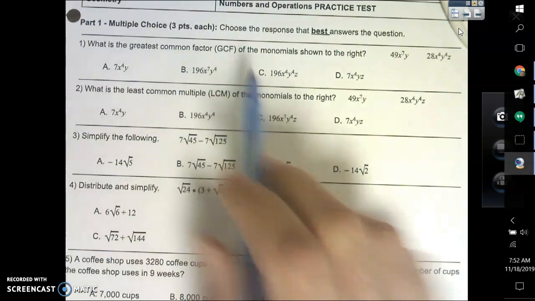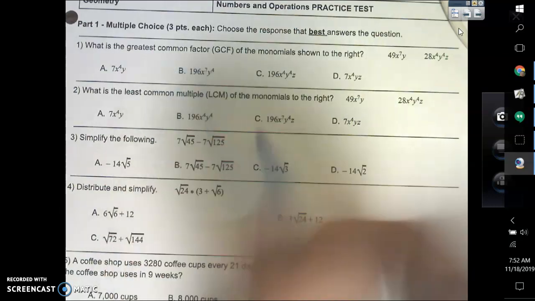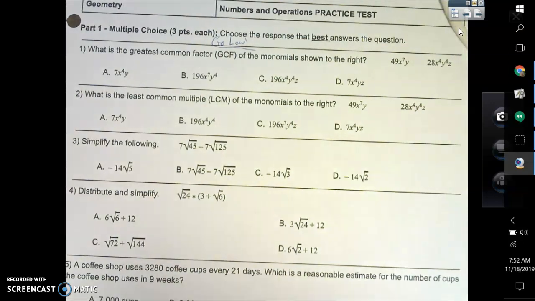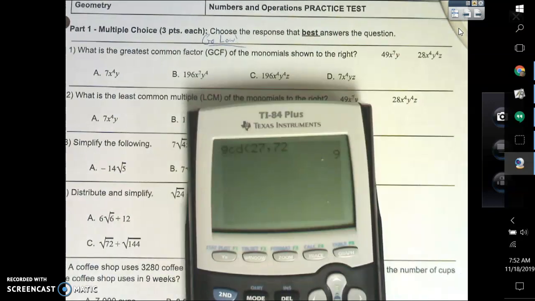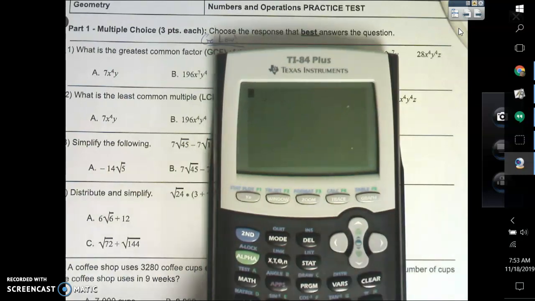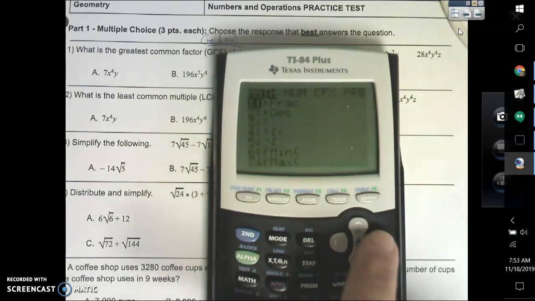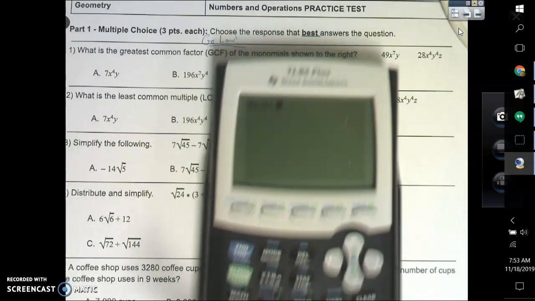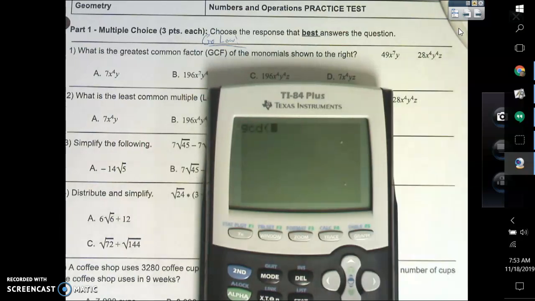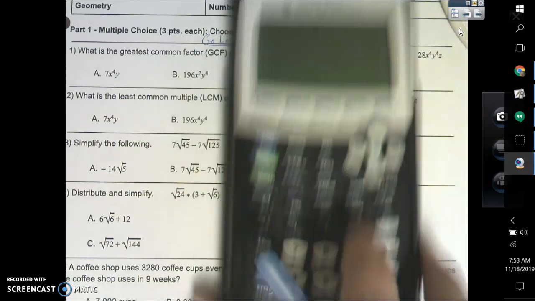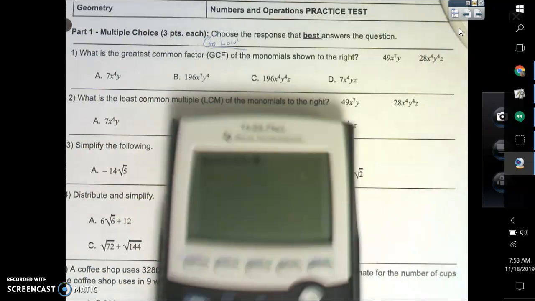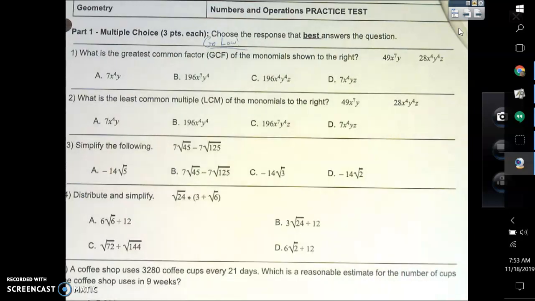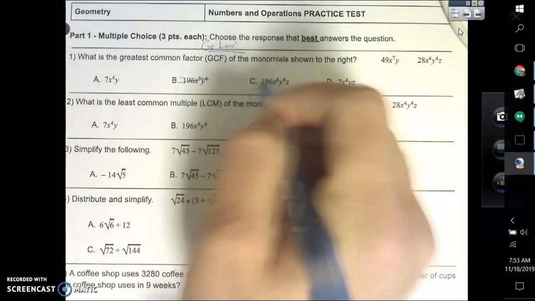What is the greatest common factor of the monomial shown to the right? So, GCF means go low. Alright, so we can take our calculator, and if you hit the math button, which is right below alpha, go to the right one, and if I scroll down to number 9, GCD, and I want to find that between 49 and 28. 49, comma, the comma button is right above 7. Then 28. Boom, you get GCD is 7. Right? So right away I know it's going to be here or here.